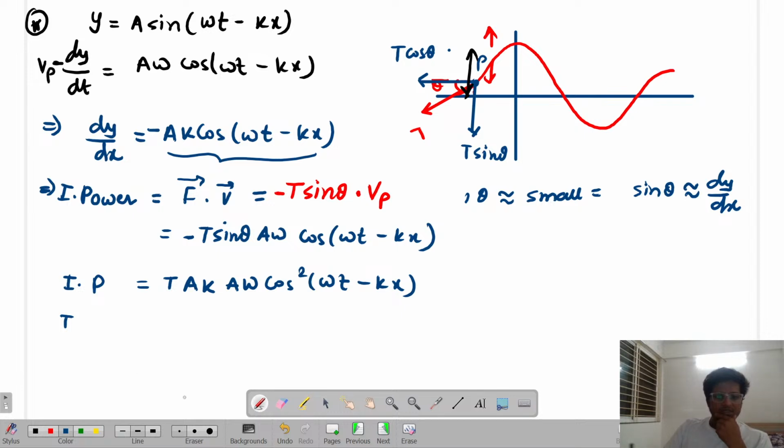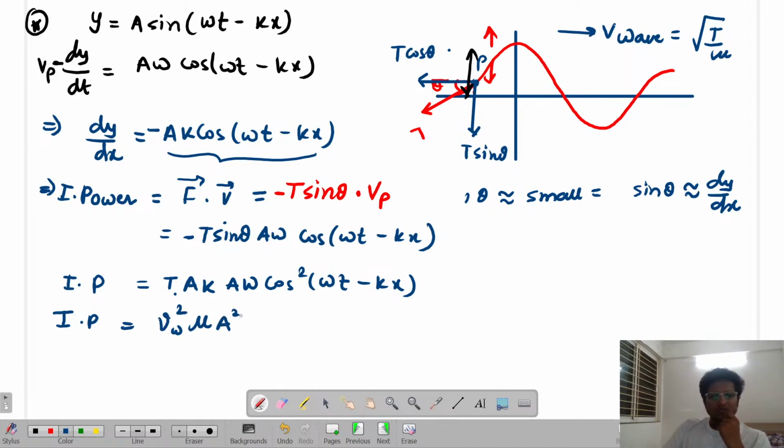Now, if I define instantaneous power, tension T is what? You know that velocity of wave is equal to root under T by mu. So what is tension T? Simple. Power is equal to v into mu a square k omega into cos square omega t minus kx. यही रिलेशन है ना?